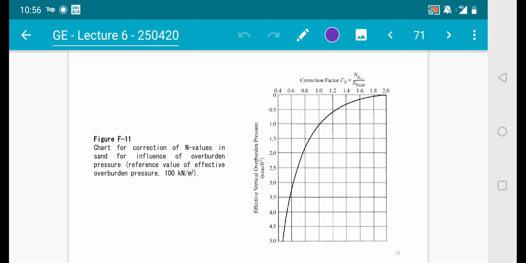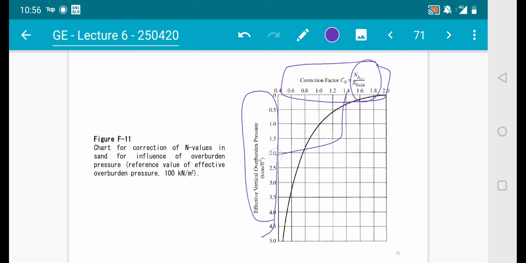This chart shows the correction of N values in sand for the influence of overburden pressure. You have the effective vertical overburden pressure, and you have the corresponding correction factor Cn, equal to the N after correction over the N in the field. So this is how you get the correction factor, and then you correlate it with the effective vertical overburden pressure.